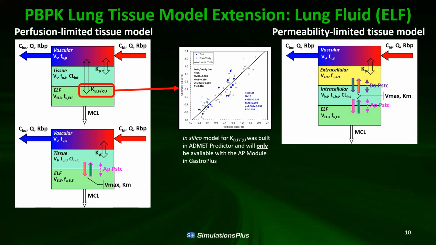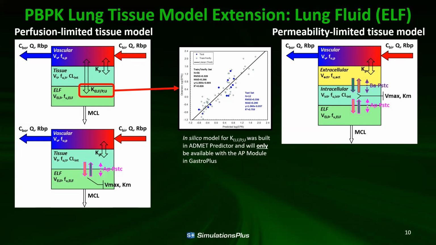The ELF unbound plasma partition coefficient is a user-defined value, and the initial estimate is available with the license to the ADMET Predictor module. Now, this model won't be available in ADMET Predictor itself. It's only available within GastroPlus and the ADMET Predictor module. It's a machine learning model to predict the ELF unbound plasma partition coefficient from the 2D structure, and it was built from data in the literature.